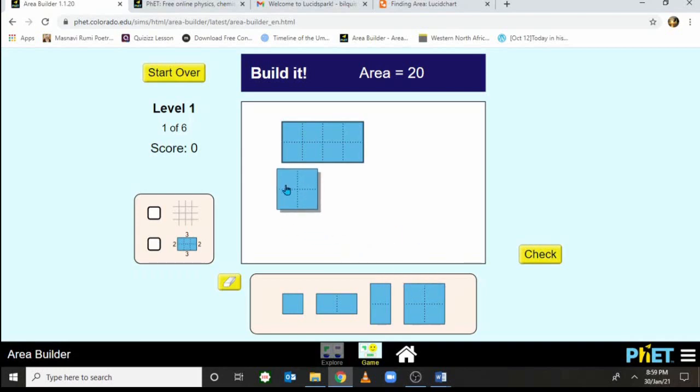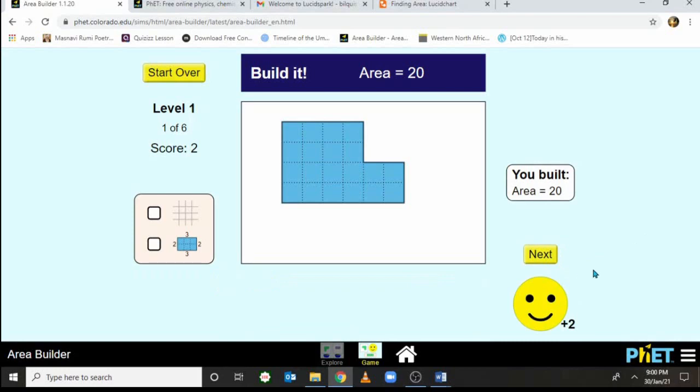Then one more 4 squares I will put there, and it becomes 16. 4 times 4 is 16. So I need 4 more. So I'll put this shape, and it is now 20. Okay. Now let's check. Great, it's correct. And see, it has given us the score as well. +2. Can you see +2?